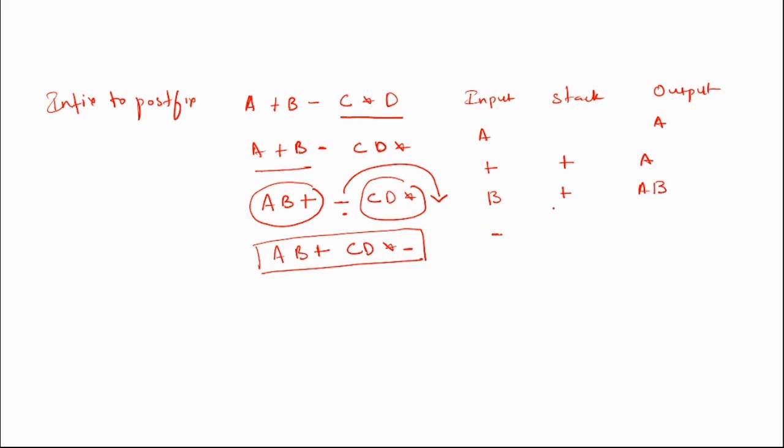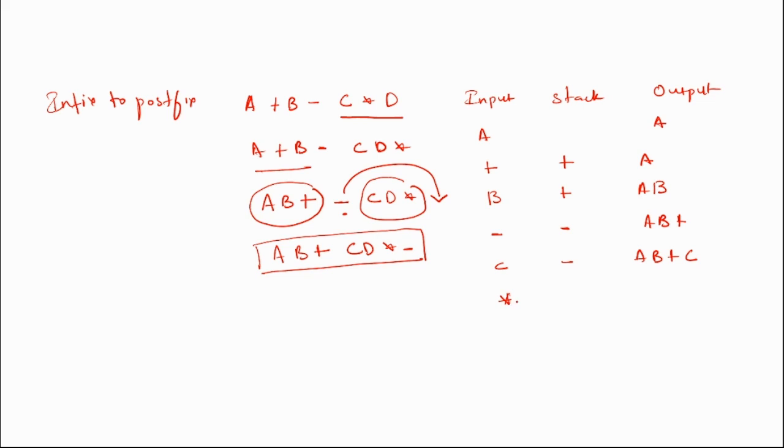As you know, minus and plus have the same precedence. So I have already told you that if the incoming operator has the same precedence as that of the operator in the stack, pop the operator from the stack. Yes, pop it from the stack and push the operator into the stack, that is minus. Then comes C. C is not an operator. AB plus C.